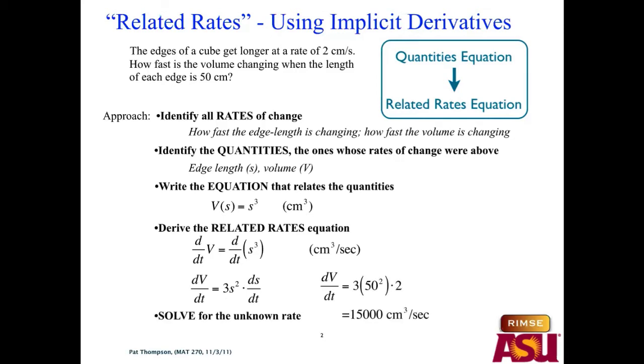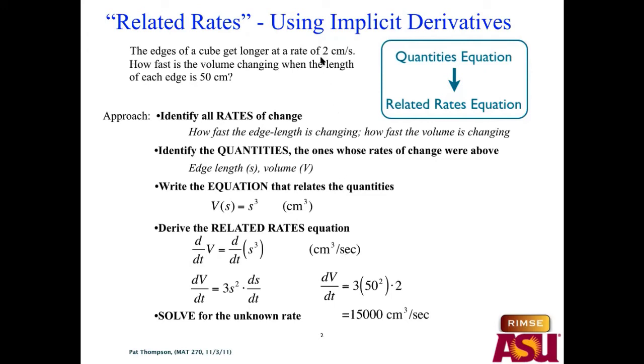So if we substitute in, and we did this at the end of class on Thursday last week, we get 3 times 50 squared times 2. 2 is this 2 centimeters per second. That's the rate of change of the edge length, dS/dt. So 15,000 cubic centimeters per second was the growth rate. It's positive, so it's the growth rate of the volume as the edge length was growing at a rate of 2 centimeters per second.